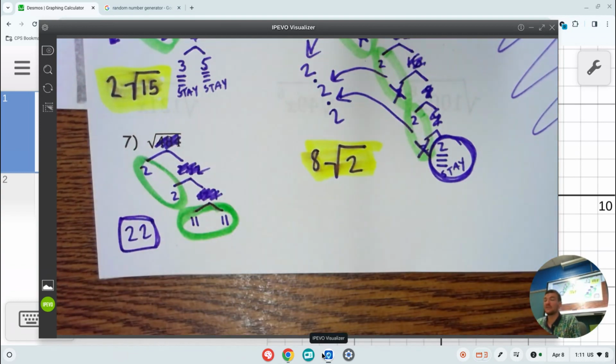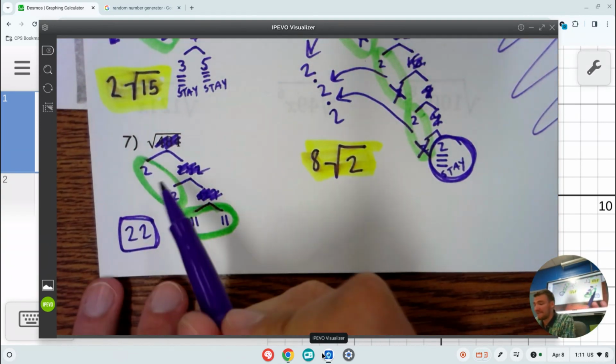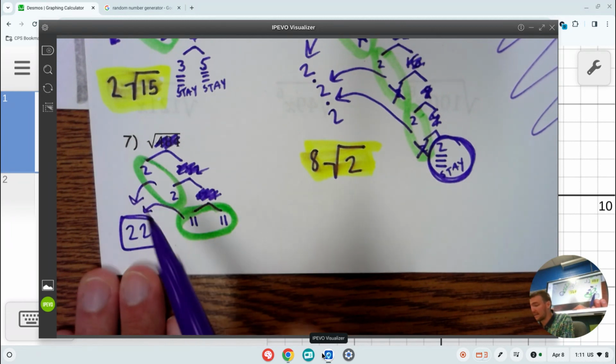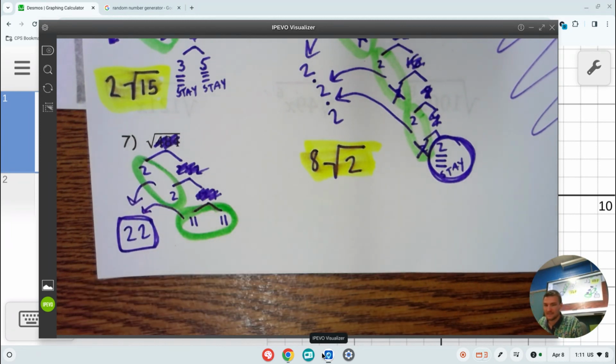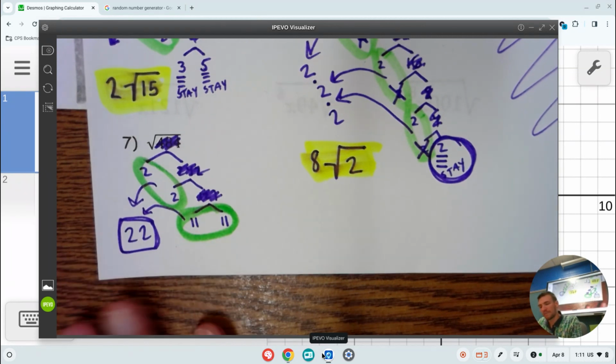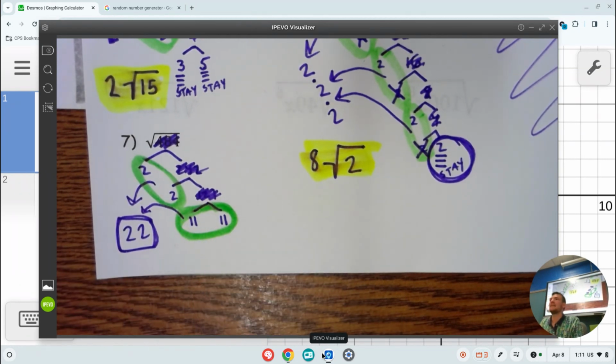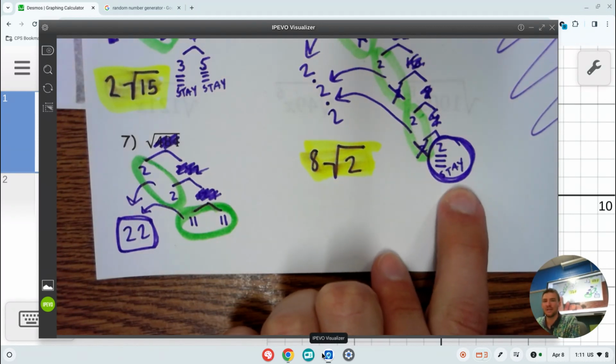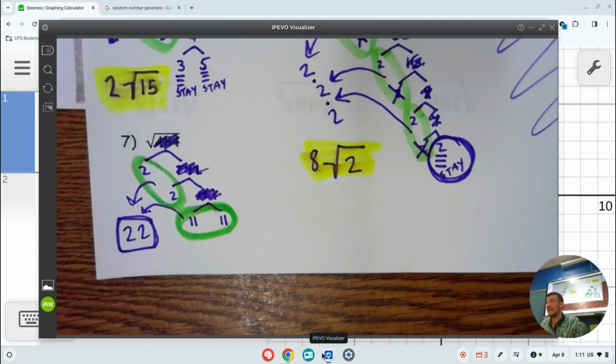Now, where do you think 22 comes from if I've got a 2 and an 11? 2 times 11 makes 22, right? So our process of doing this does work. If you ever get to a question where you don't have any extra numbers, that means it was a perfect square right from the start.